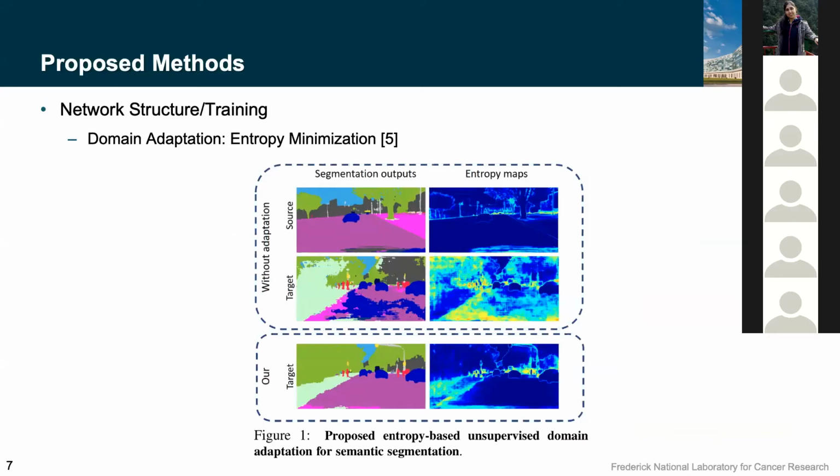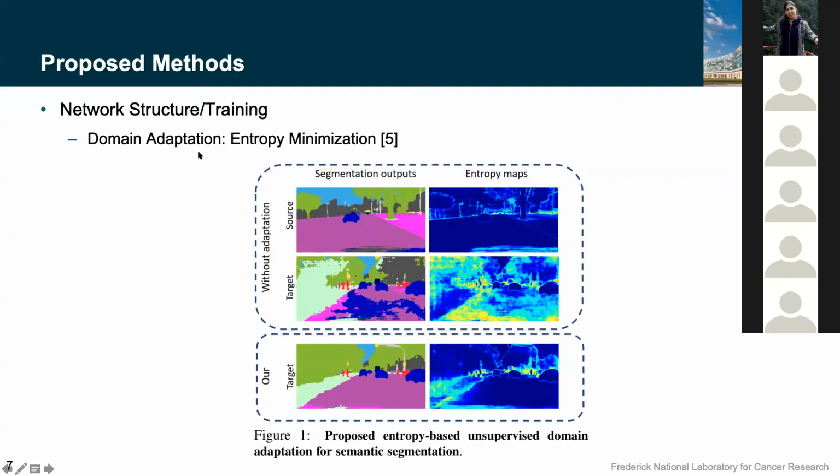As I previously mentioned, in order to address the color difference between the testing and training images, we used unsupervised domain adaptation. The method that we use is called AdvEnt. The main objective of this method is to minimize the entropy. So this is the main idea of how the domain adaptation is applied.